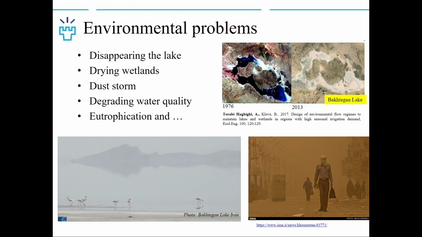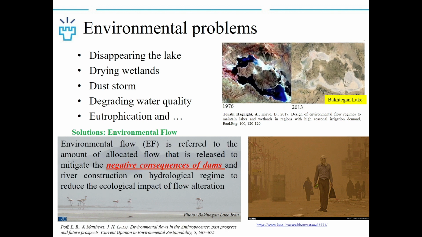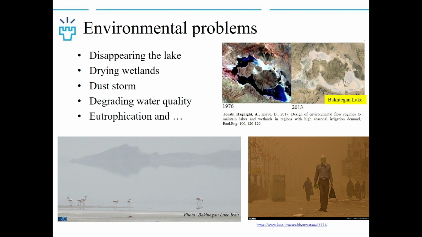So it increased a lot of environmental problems in the world, like disappearing lakes. The Aral Sea in Central Asia, Lake Chad in Africa, and Lake Urumia in the Middle East are samples of this disappearance, and there are a lot of health consequences regarding it. We have drying wetlands and dust storms. When a lake is drying and we have wind conditions, storms come into the city, like this photo of Ahvaz city in Iran.